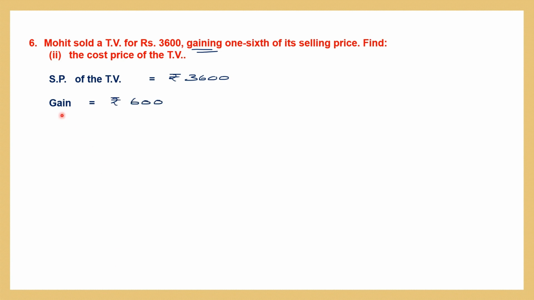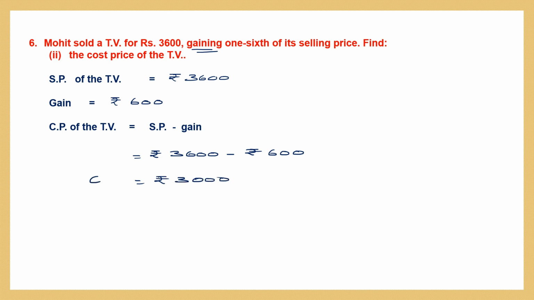So if there is a gain, that means the cost price was less than the selling price. So the cost price of the TV will be the selling price minus the gain. So the selling price was 3,600 rupees and we subtract the gain, which is 600 rupees. And when you subtract, you get 3,000. So we have found the cost price of the TV. The cost price of the TV is 3,000 rupees.